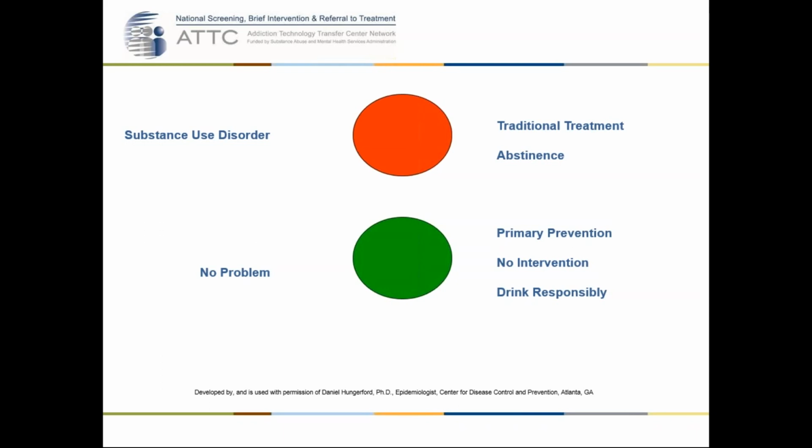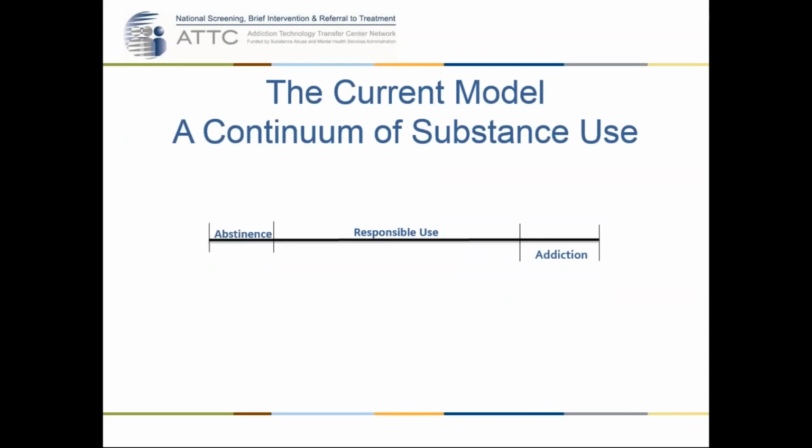We might do a little bit of primary prevention, but we typically do that with young people. We don't do that with adults. And if someone has a substance use disorder, then we look at traditional treatments or suggest abstinence. That's really historically how we've approached it.